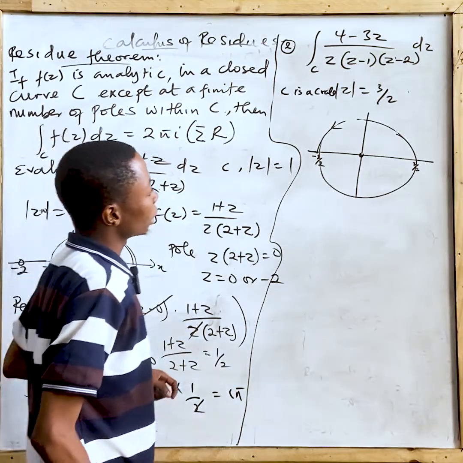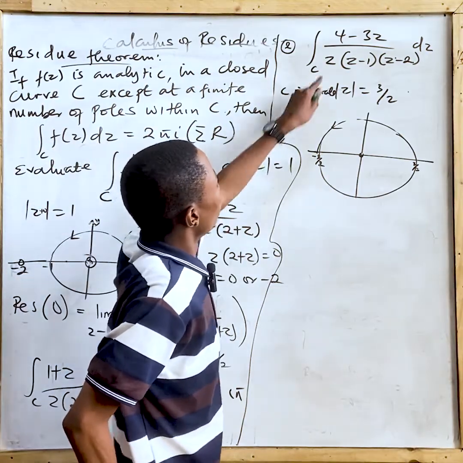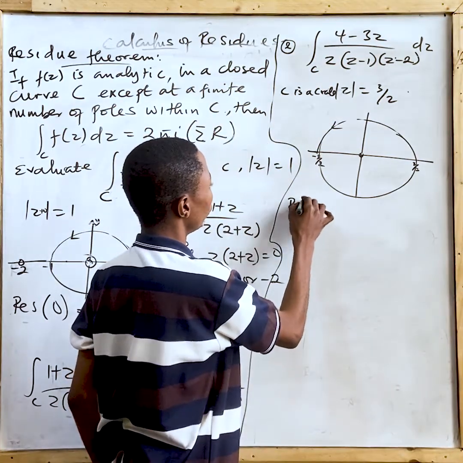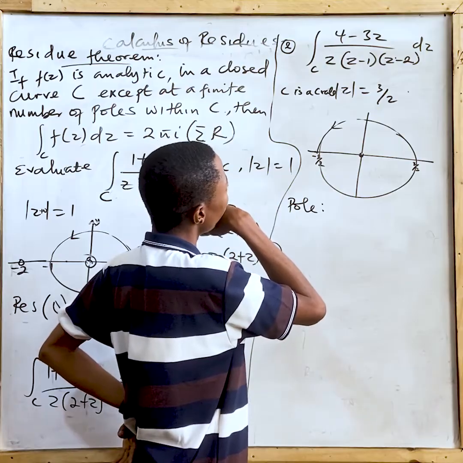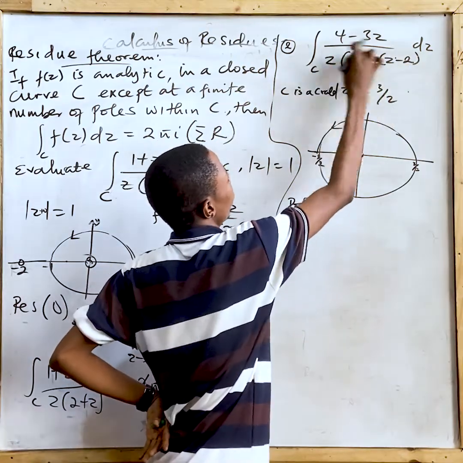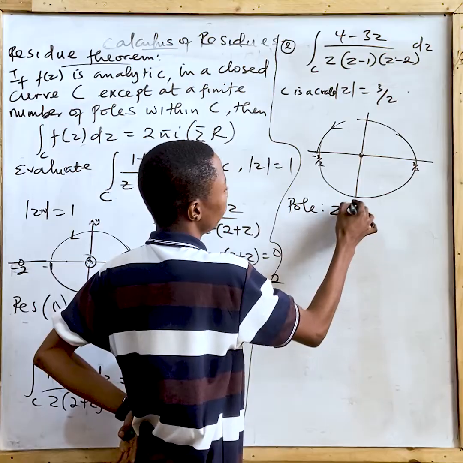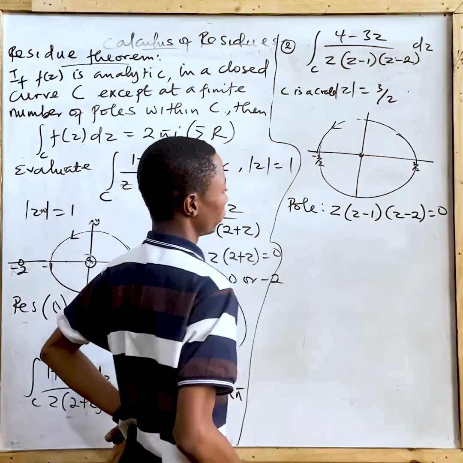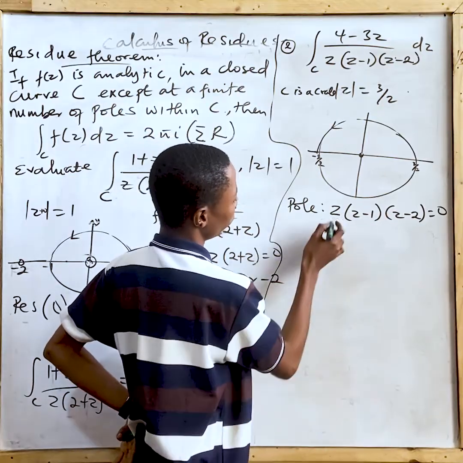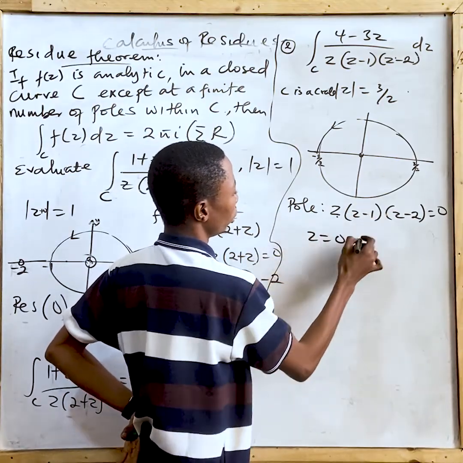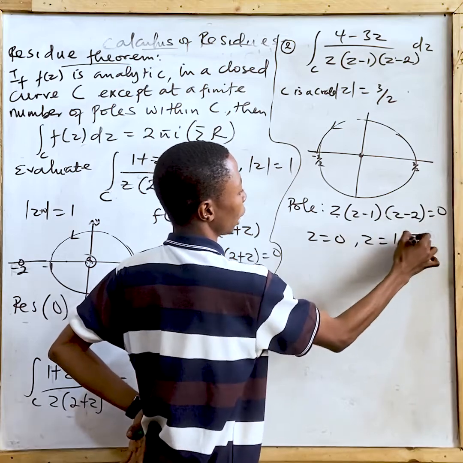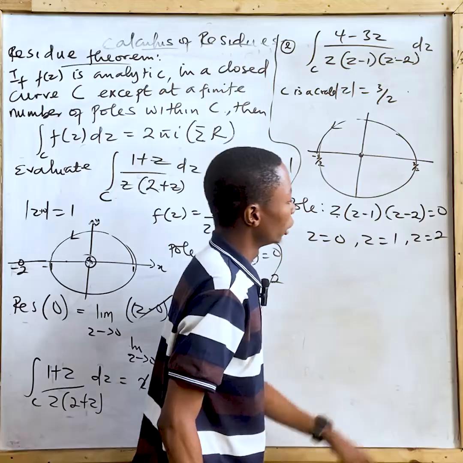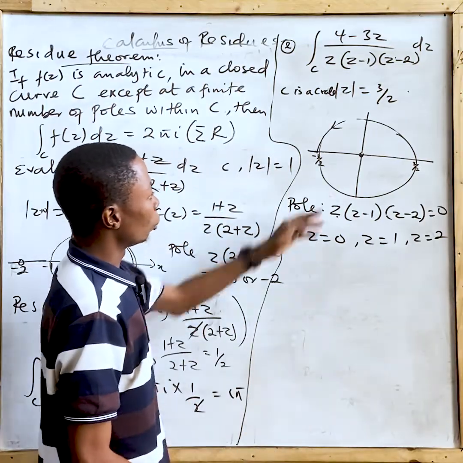So after that, what shall we do again? Everything that is there is our f of z. Then we find the pole. The pole is where the function stops being analytic. Equate this to 0. The pole will be where Z, Z minus 1, Z minus 2 are equal to 0. So Z equals 0, Z equals 1, Z equals 2. They are the poles. Then go back to the contour.